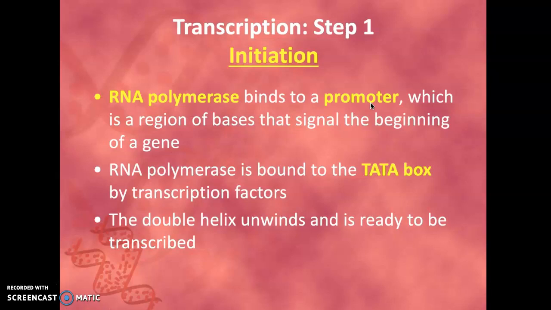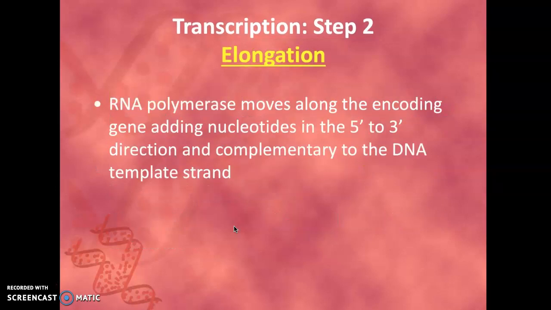And when it finds that promoter, there are several transcription factors, which are proteins, that bind to a particular section of the promoter called the TATA box. The reason it's called the TATA box is because there's a bunch of thymines and adenines alternating in that particular area of the promoter. These transcription factors find the TATA box, bond to it, and that is how RNA polymerase knows where to begin. At that point, DNA unwinds with helicase, and it's ready to be transcribed.